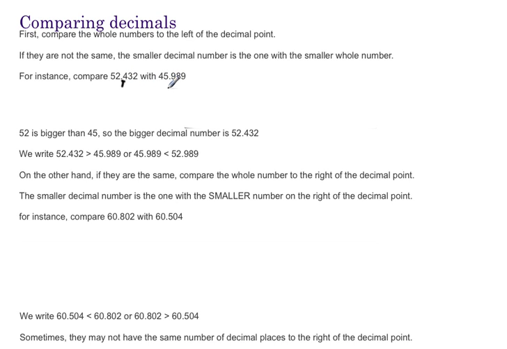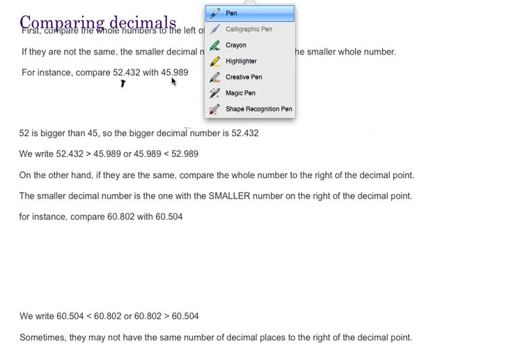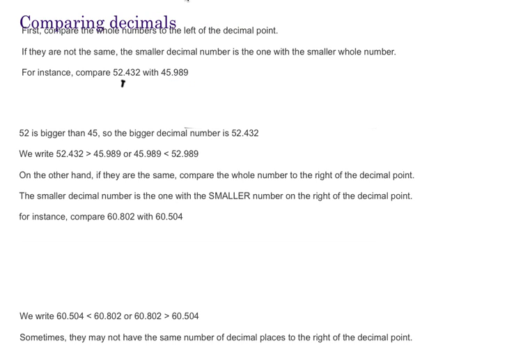We're going to be comparing those whole numbers to the left. So for instance, 52 and 45. You know that 52 is bigger than 45, so the biggest decimal number is 52 and 432 thousandths. Okay, so you would write it in this manner.